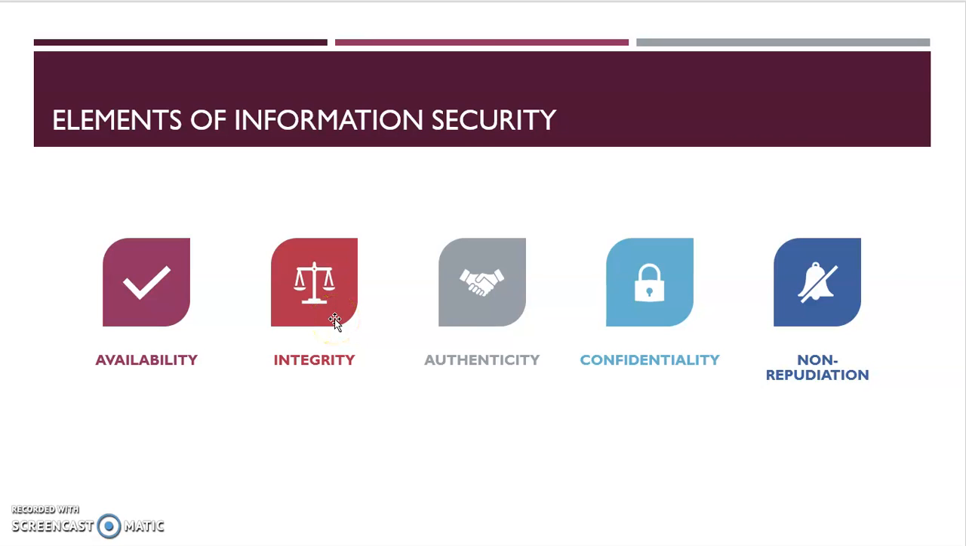Okay, now let's try to understand the elements of information security. There are five elements of information security: availability, integrity, authenticity, confidentiality, and non-repudiation. So let's try to understand them one by one.